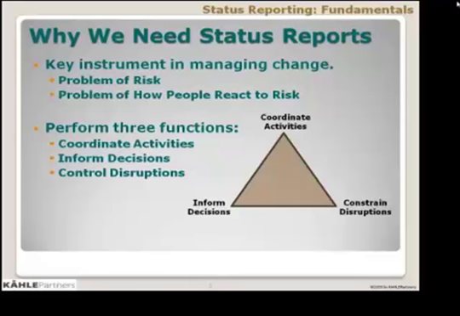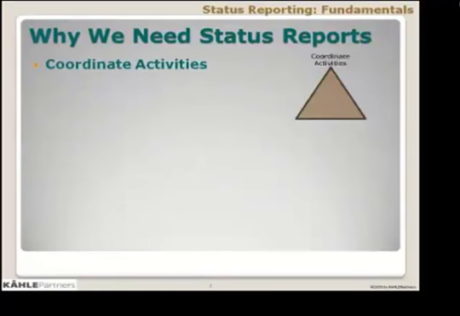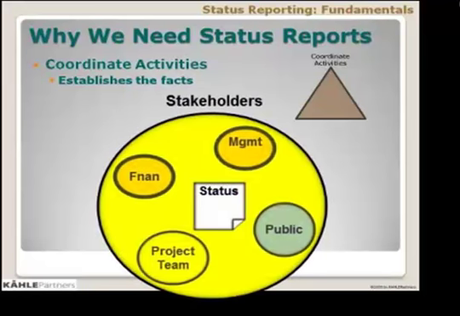First of all, turning to coordinating activities. Status reports have 4 aspects that serve a coordination role in a project and help keep everyone on the same page. First of all, they establish the facts of the project. As you may recall in our earlier video cast on the 5 most important practices, one of them was fact-based decision-making. Well, what status reports do is they establish the facts for the entire stakeholder community as to what is going on with the project.